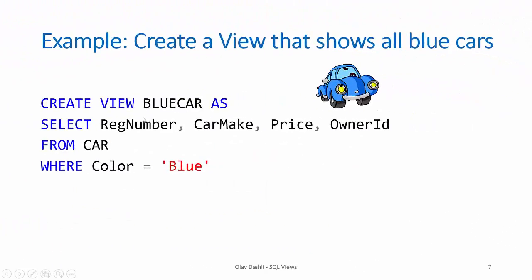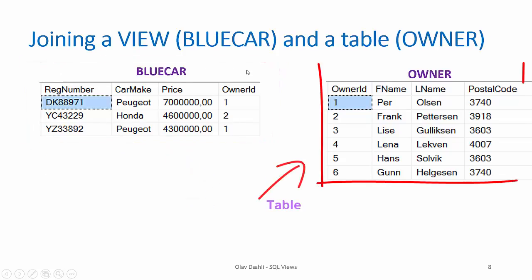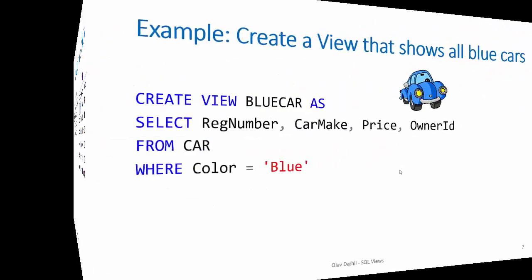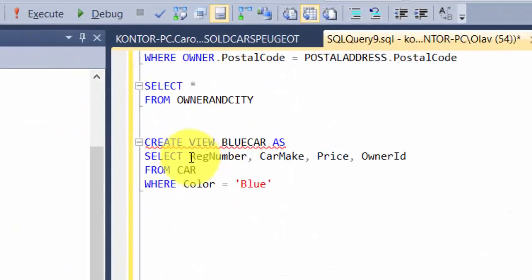Now we want to create a view named blue car that lists all the columns from the car table where the color equals the value blue. And then we want to make a query where we combine this view with the real table. So the first thing we will do is to go to SQL Server. We will then run the query that creates this view with 4 columns from the table car, and with the condition that specifies that the color has to be blue.